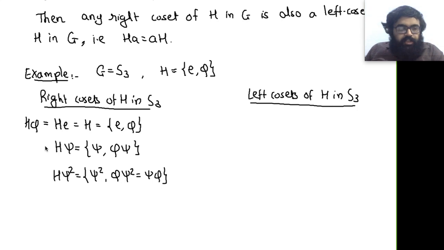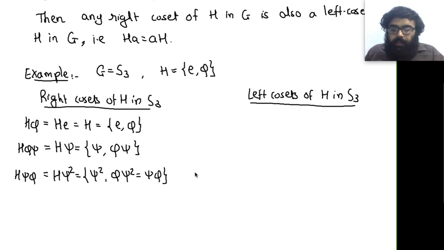So there was H phi psi, which is nothing but this one. As you can see, E times phi psi, so phi psi is already here. And then phi times phi psi, which is phi square psi. Phi square is identity, so you have psi, which is here. So this was H phi psi, and this was H psi phi. So these were the three distinct right cosets, and then we have three distinct left cosets.